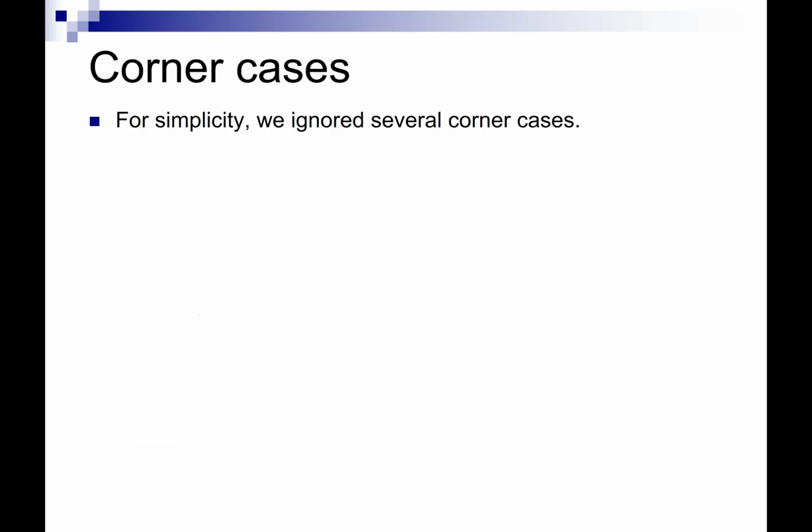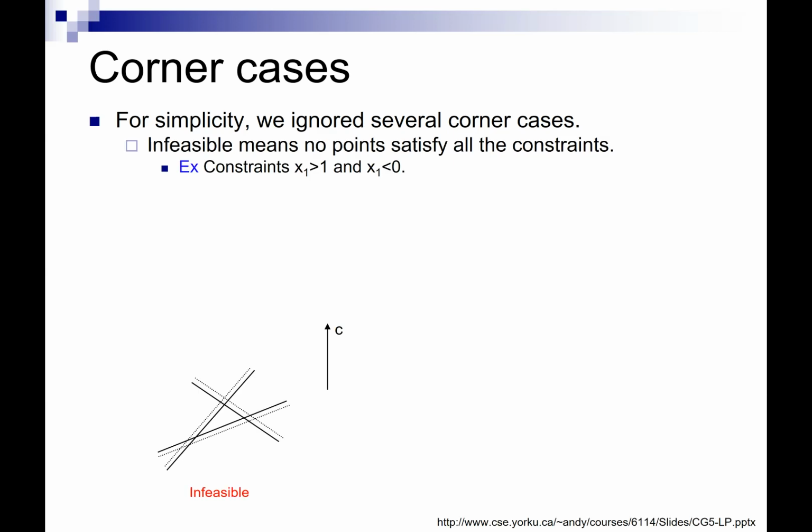Okay, so now we're going to generalize this problem a bit. First of all, we ignored some special cases in the previous algorithm. These are corner cases, and for simplicity we ignored a few of them. One of these cases is that the LP that we have is actually infeasible. Infeasible means that there are no points that can satisfy all of the constraints. For example, if one of your constraints is that the variable x1 is larger than 1, and you have another constraint that x1 is less than 0, there are no points that can satisfy both constraints.